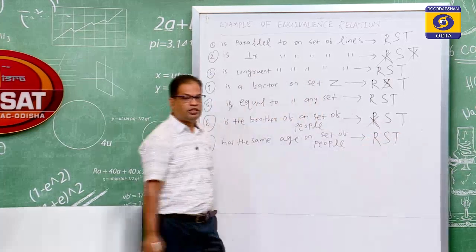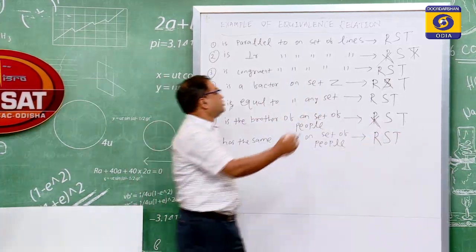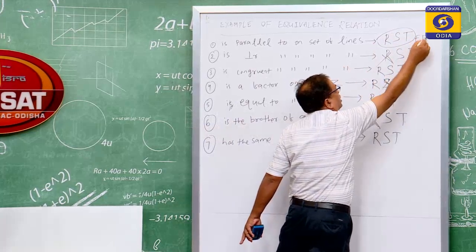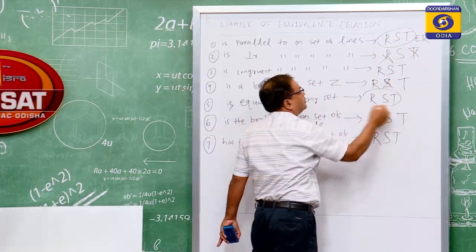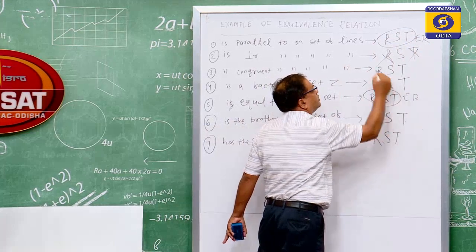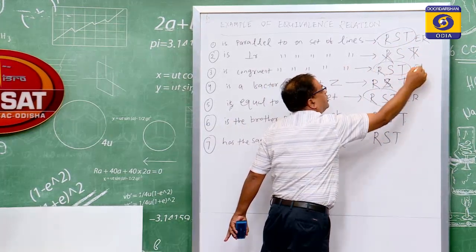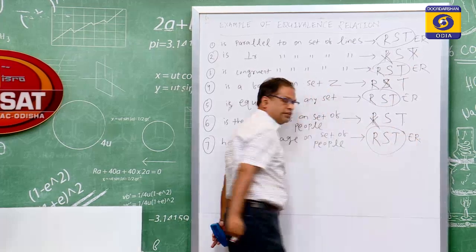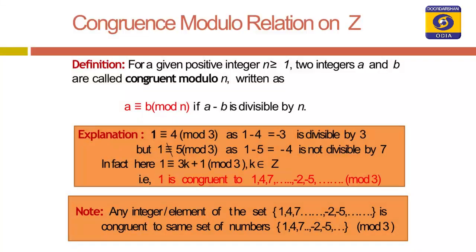So, among these 7 relations, this is an equivalence relation, because it is reflexive, symmetric and transitive. This is also an equivalence relation, and this is also an equivalence relation, and this is also an equivalence relation. Now, there is one more important example of equivalence relation, congruence modulo relation. So, what is congruence modulo relation?